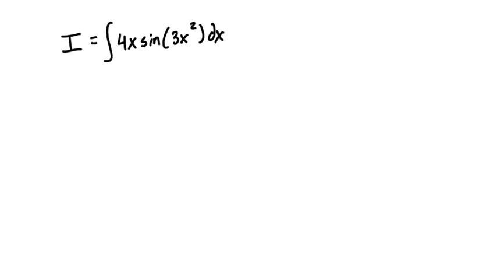So with trig functions, we're always going to take what's inside here, the angle, and substitute that with a u. So we're going to have u is equal to, in this case, 3x squared. Now with these substitution problems, we want to find the derivative of u with respect to x. So we're going to take du dx, and we're going to differentiate the right hand side.